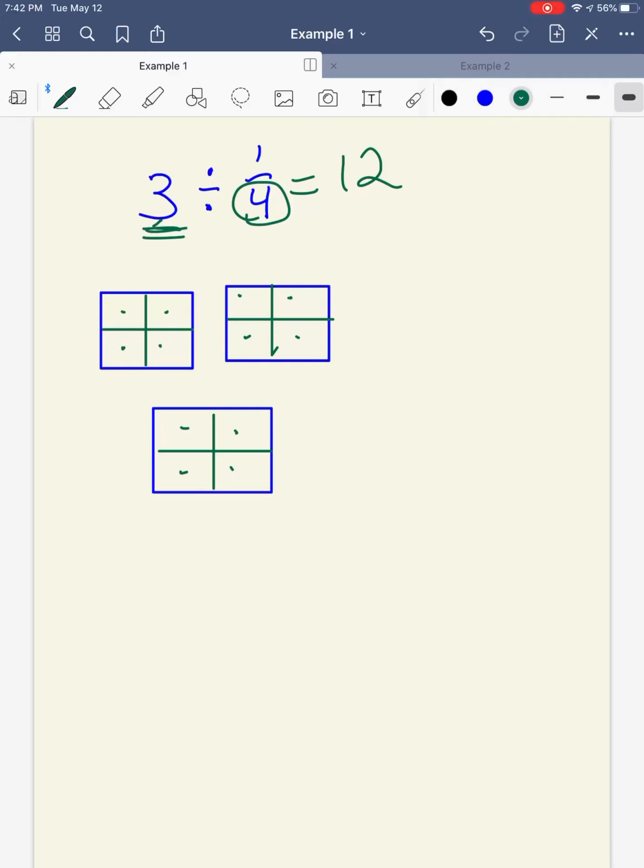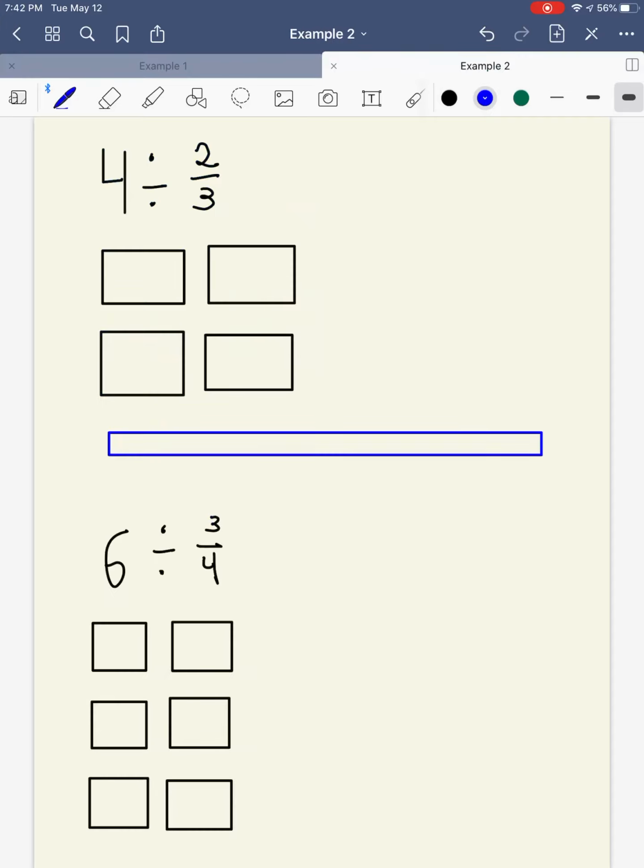So let's look at an example that doesn't have a unit fraction, that would be one with a 1 in the numerator, okay? So let's look at a different example. We'll look at this top one first. We're going to split 4 into 2/3, so 4 divided by 2/3. That means I'm going to take each of these wholes and split them into thirds. Nothing too fancy so far.